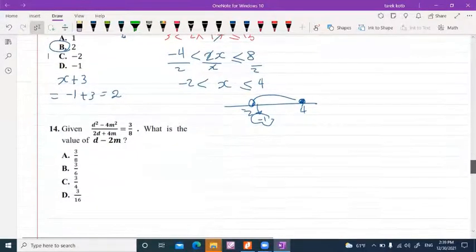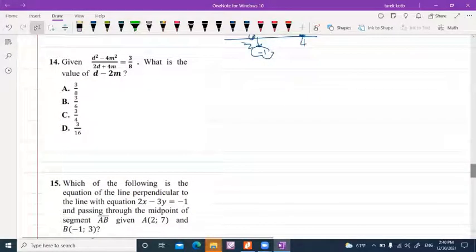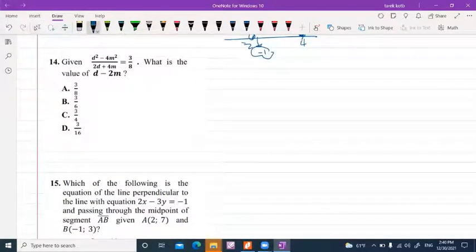Question number 14, given that (d squared minus 4m squared) over (2d plus 4m) equals 3 over 8, what's the value of d minus 2m? Okay, if you look at this expression, you will find this difference between two squares. So factorize it.